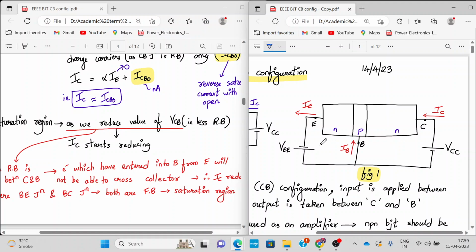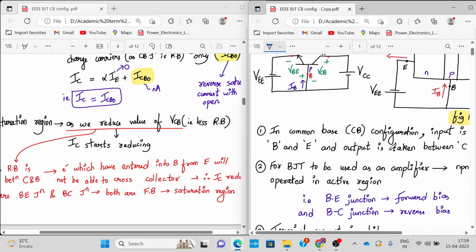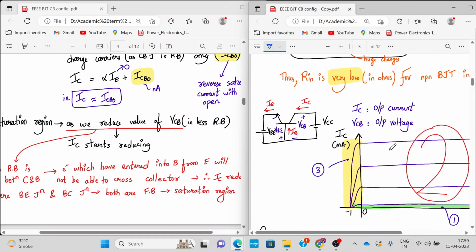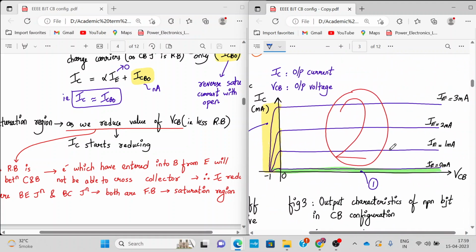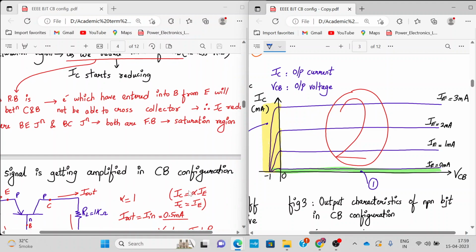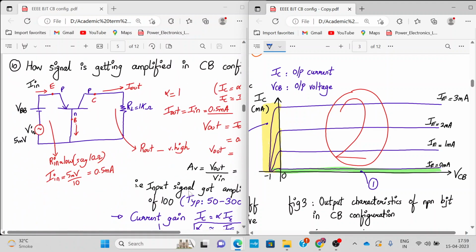Therefore, as you go on reducing the value of VCB, that means VCB is becoming lesser and lesser positive, I mean, lesser and lesser reverse bias, as you can see from the characteristics, the IC value drastically reduces towards a very low value and finally towards zero. Okay, so this is how the configuration behaves.